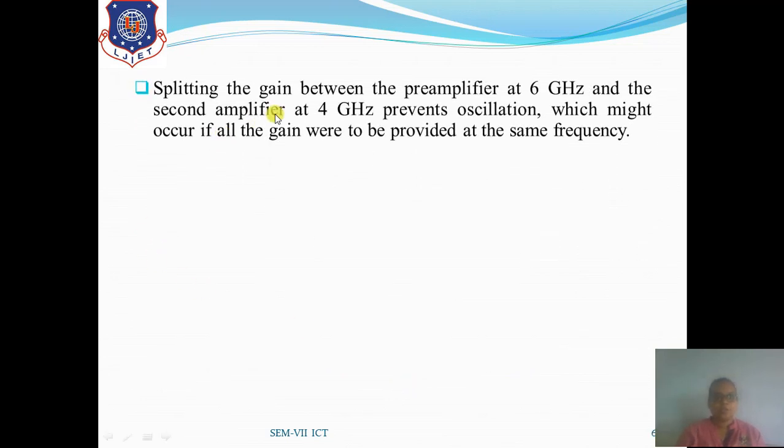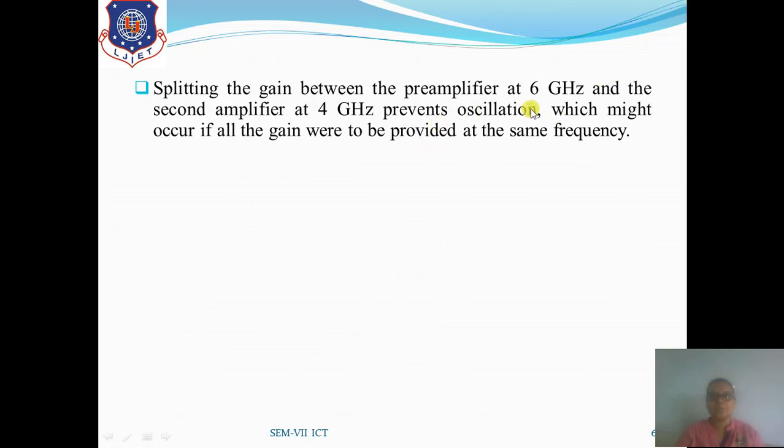Now, splitting the gain between the pre-amplifier at 6 GHz and the second amplifier at 4 GHz, right? So, the first amplifier, the LNA, is used at 6 GHz, and after down converting with the help of a mixer, a second amplifier is used at 4 GHz, right? So, when we split the gain between these two different frequencies, it prevents the oscillations.